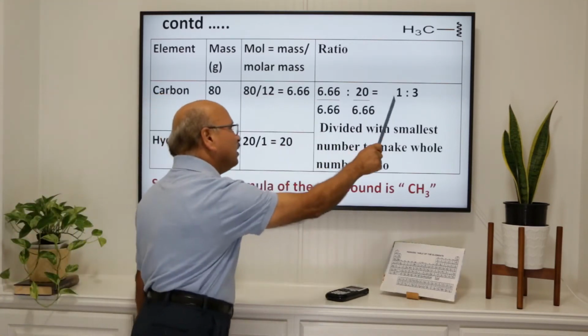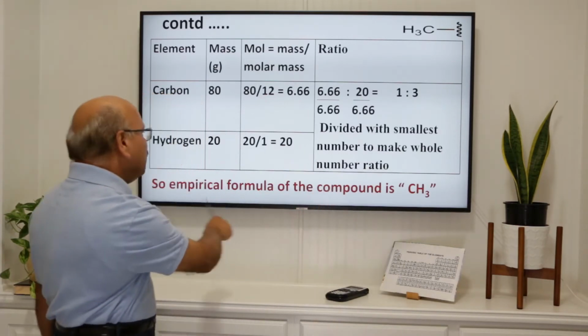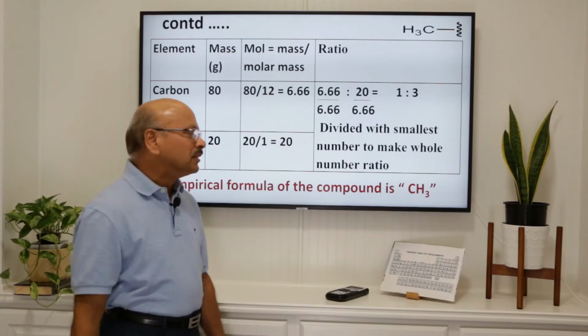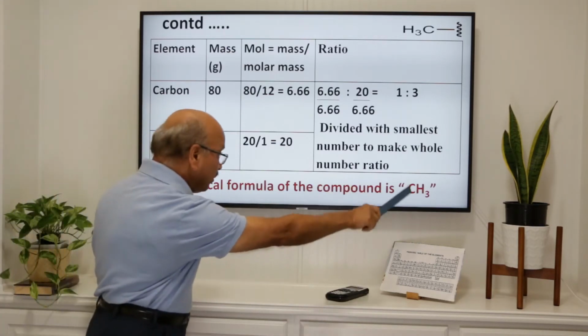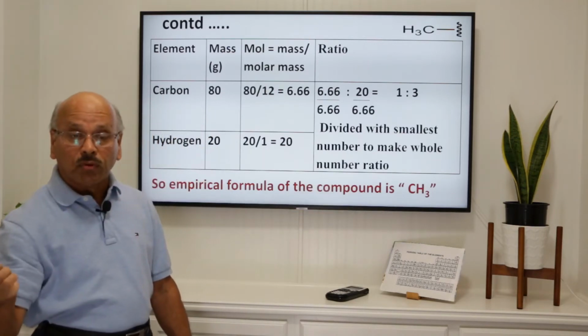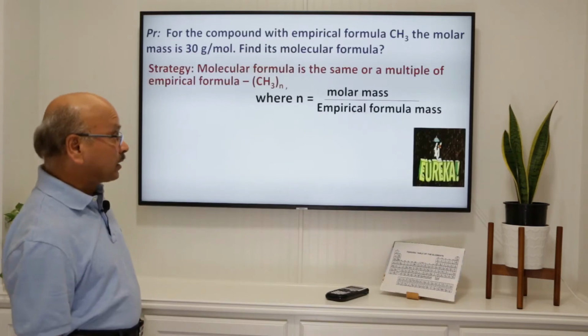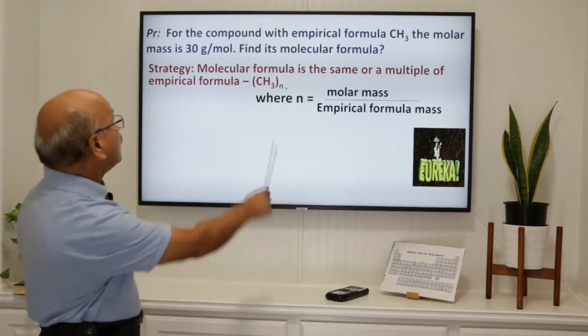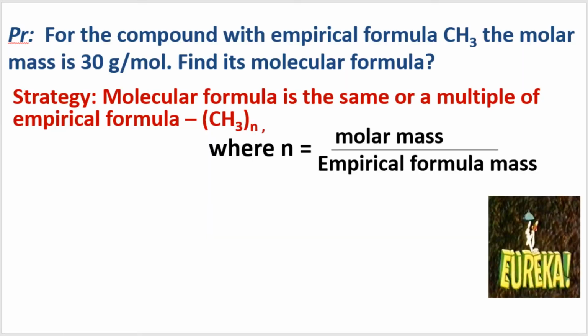Once you get the 1 and 3 by the division, it is easy for us. Carbon is 1 and hydrogen is 3. So the empirical formula of the compound is just CH3. Pretty easy. Now, if you want to convert this empirical formula into a molecular formula, what do you need? You need the molar mass. Okay, let's think about the next part of the problem. For the compound with empirical formula CH3, a continuation of the same problem, the molar mass is 30 grams per mole. Find its molecular formula.